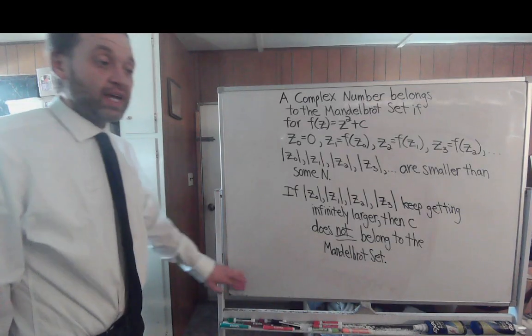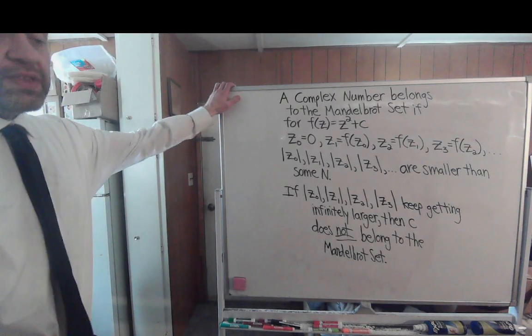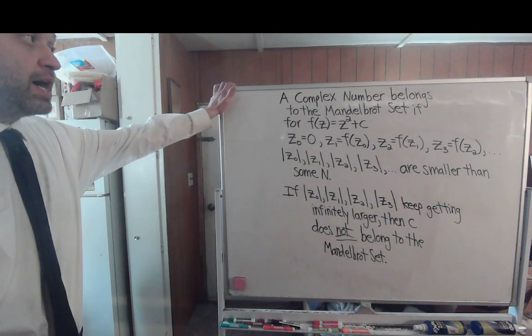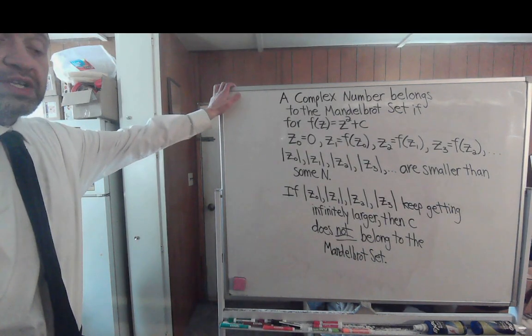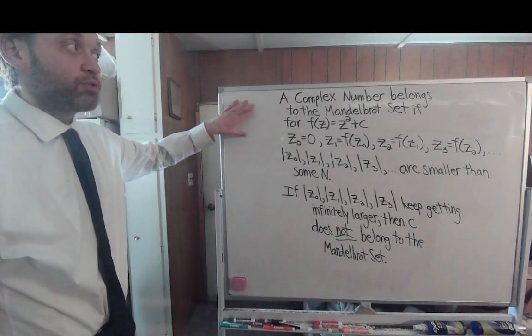So this will be the last lesson of the complex number series, but in this lesson we are going to use the absolute value of complex numbers, which we learned in the last lesson, to determine if a complex number belongs to the Mandelbrot set or not.